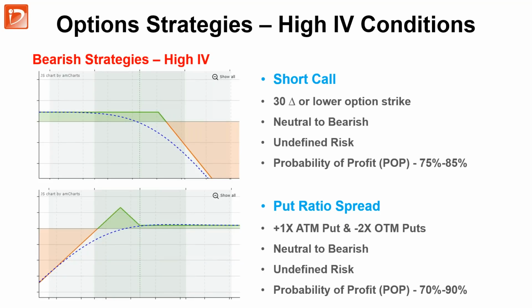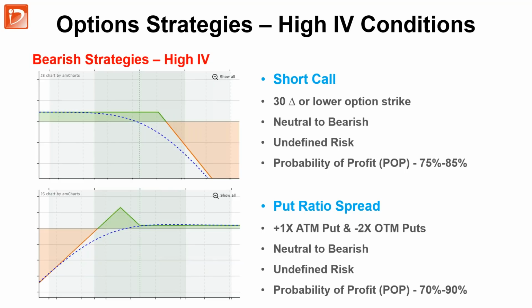Now coming to bearish strategies under high IV conditions, short call, it's very simple. Similar to put, you have to use 30 delta or lower for the option strike to sell them. And then it is a neutral to bearish, undefined risk strategy, and probability of profit is 75 to 85%.